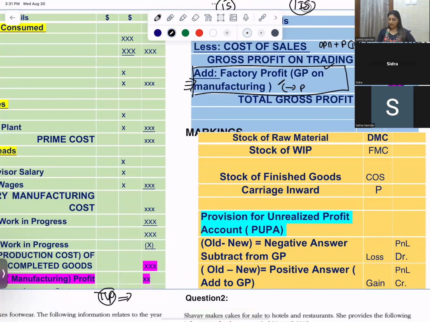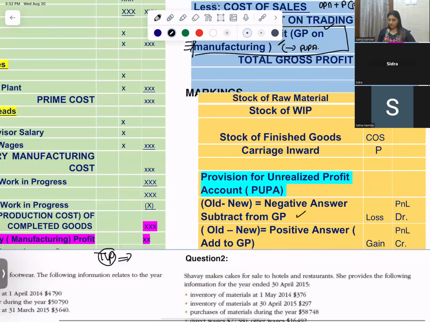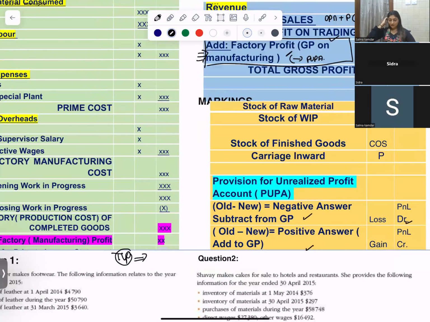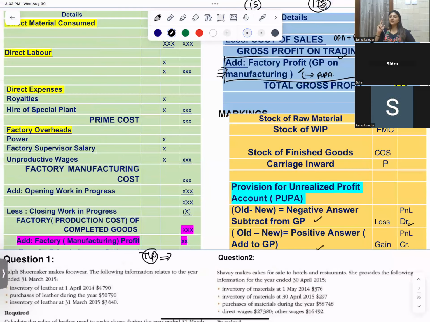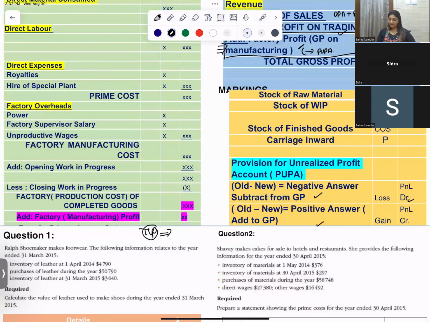That is called the PUP. The provision for unrealized profit. If the old minus new is negative, it's a loss, you will subtract. If it is positive, you will add to the gross profit. There is unrealized profit that is included in the closing inventory that you will subtract.